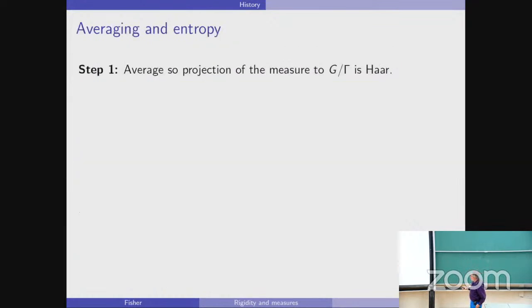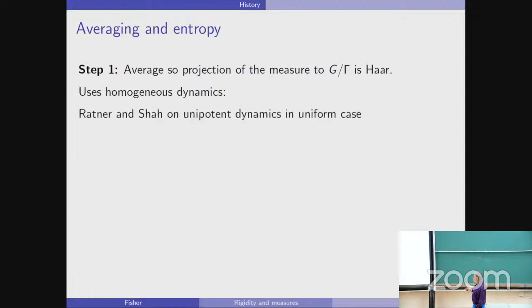Yeah, so now I'm no longer long on time because I've been blathering. So what do we do? The first step in what we do from now on is averaging so that the projection of the measure to G mod gamma is Haar. I want to put this back in the context of my general philosophy by getting this projected measure to be Haar. And for this we use a tremendous amount of homogeneous dynamics. We use theorems of Ratner and Shah on unipotent dynamics in the case where the lattice is uniform or co-compact.